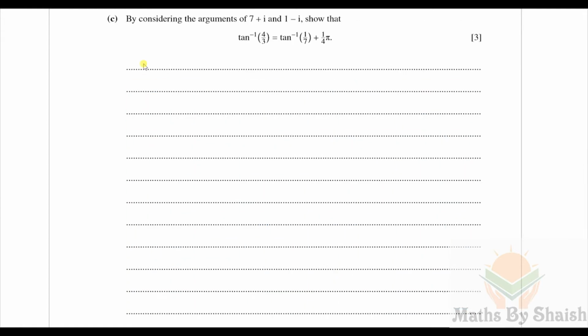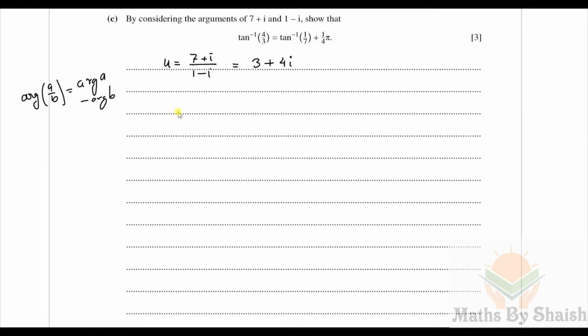Here's the C part. By considering the arguments of 7 plus i and 1 minus i, show that tan inverse of 4 over 3 is equal to tan inverse of 1 over 7 plus 1/4 of pi. We know from the first part that u is equal to (7 plus i) over (1 minus i), and we have simplified it completely as 3 plus 4i. Now we use the property that the argument of a upon b, for two complex numbers, is the argument of a minus the argument of b. So that is what we are going to use here.